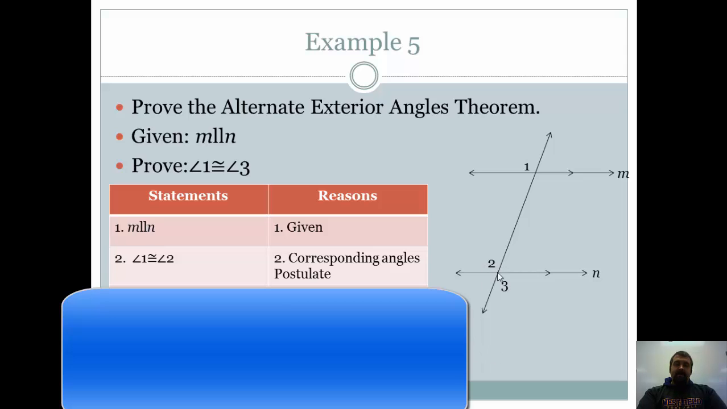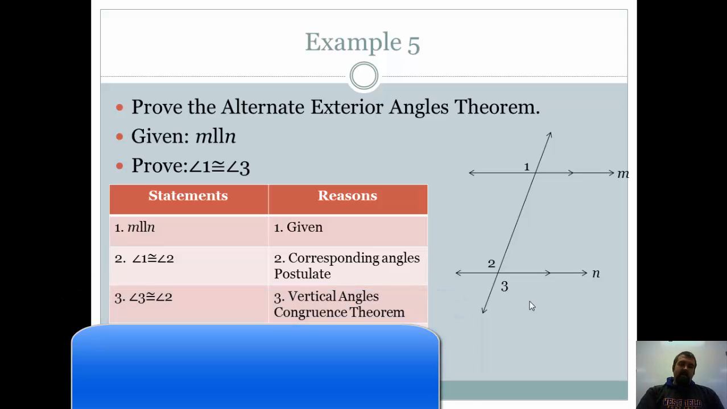Those are vertical angles. So why don't I say they're congruent? They are. Vertical angle congruence theorem is the official name. However, it just says vertical angles are congruent. And it's actually shorter to just say vertical angles are congruent. If you say it that way, I'm fine, but the official reason is the vertical angle congruence theorem.